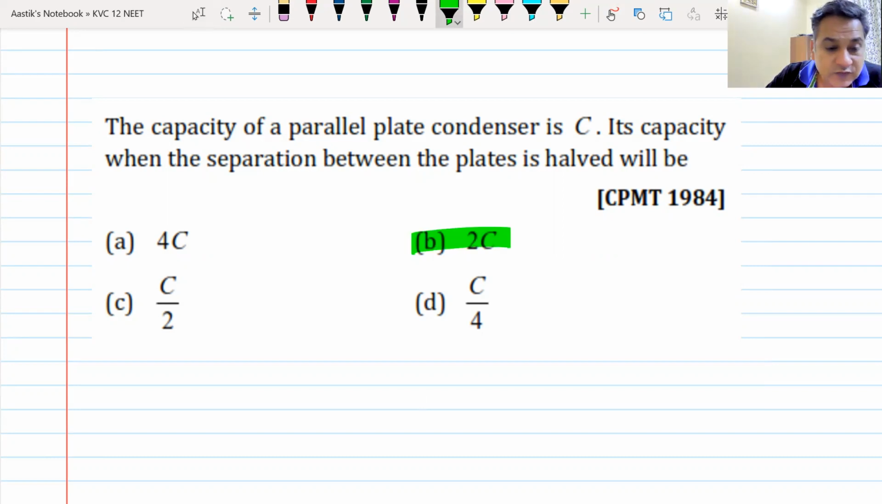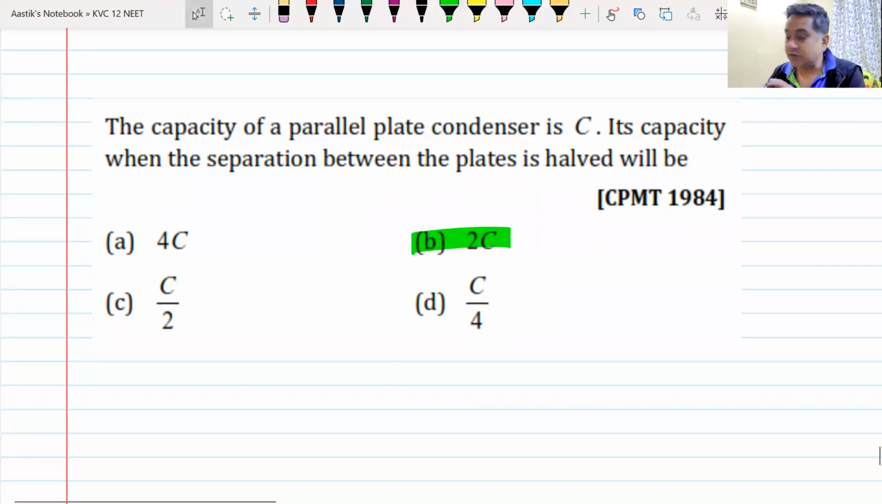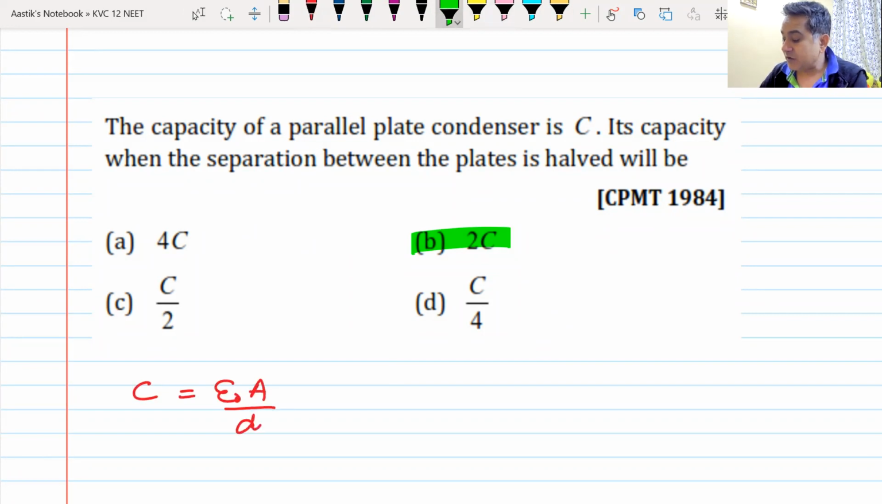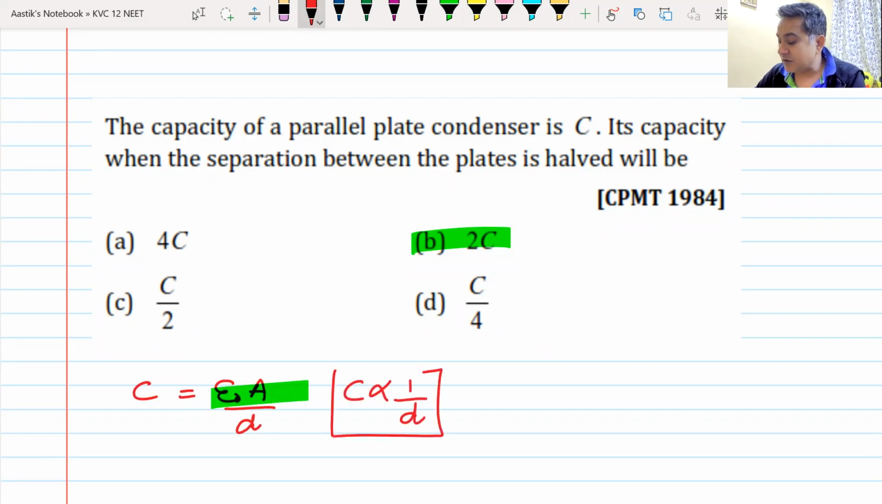The capacitance will become 2 times. Capacitance, as you know, is inversely proportional to the distance. Yes or no? Capacitance is epsilon naught A by D. If your epsilon and A are same, capacitance is inversely proportional to D. So if D becomes half, capacitance will become 2 times. Yes or no? Yes, sir. Why do you have to take so much time to do this question? I don't understand. Anyways, here comes the next one.